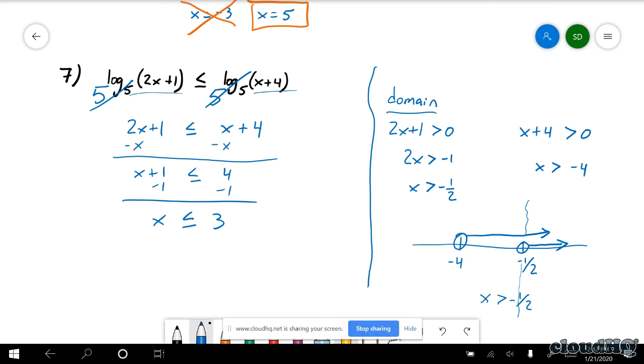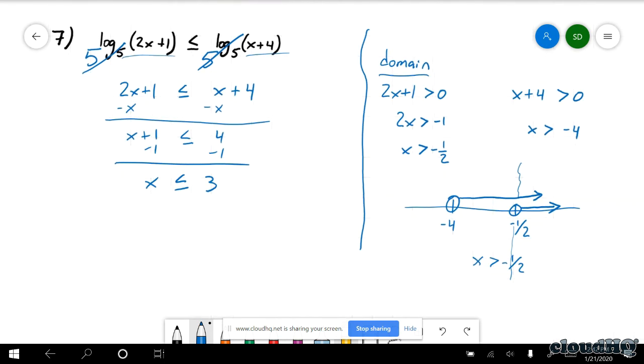Okay, so now compare that with our answer set. We said that x has to be less than or equal to 3. Is every number less than or equal to 3 going to fit in our domain? Not all of them, right? Once we get to -1/2, we have a problem. So -1/2 is less than x is less than or equal to 3.